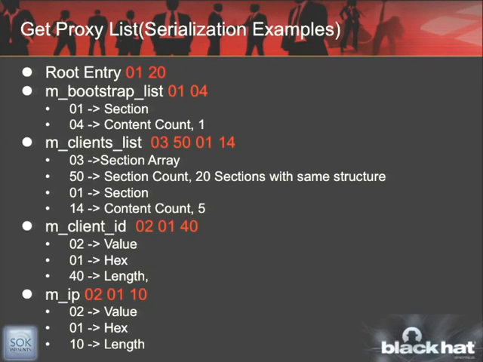And next is the amp client ID, 02, 01, 40. 02 means it's a value entry, so there is actually data stored under this entry. And 01 means it is stored as hex values. And 40 obviously is the length of this hex value. It's 60 bytes for the words, and so on. 02, 01, 10. This means 02 is a value entry, 01 is hex values, and 10 is the length.